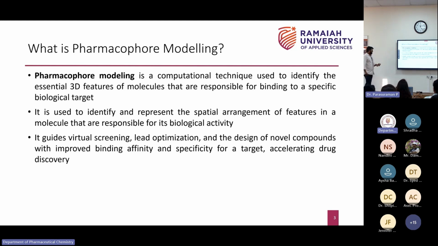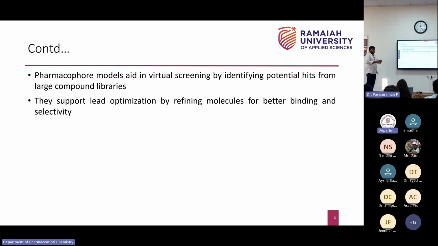effect. Next, it guides virtual screening, lead optimization, or the design of novel compounds with improved binding affinity. When we take the structures after doing pharmacophore modeling, it will give a number of similar structures that can bind to a specific receptor. Next, from a large compound database, we identify a few structures, the topmost structures that can bind to a specific target, which we call hits or lead compounds.